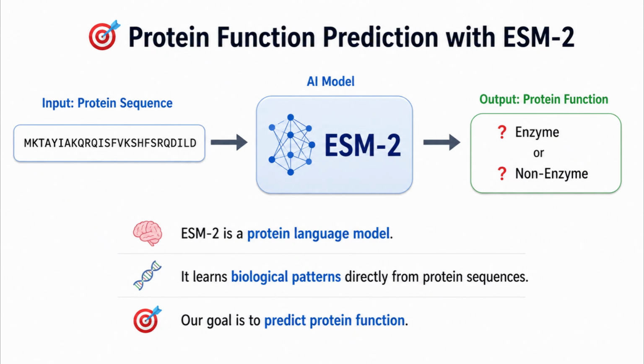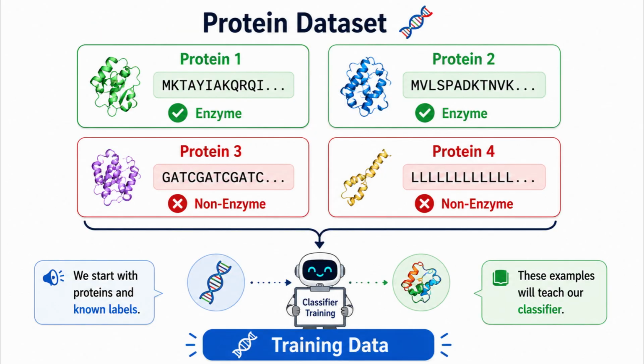ESM-2 is a protein language model. It learns biological patterns directly from protein sequences. Our goal is to predict protein function. We start with proteins and known labels. These examples will teach our classifier.